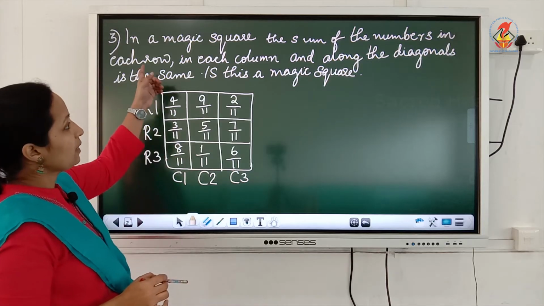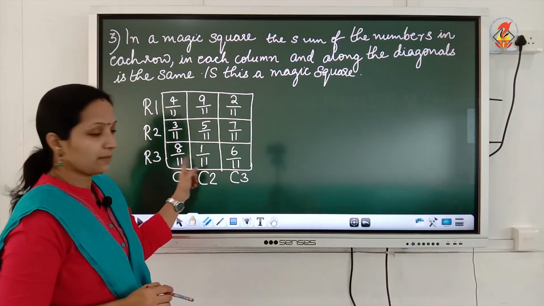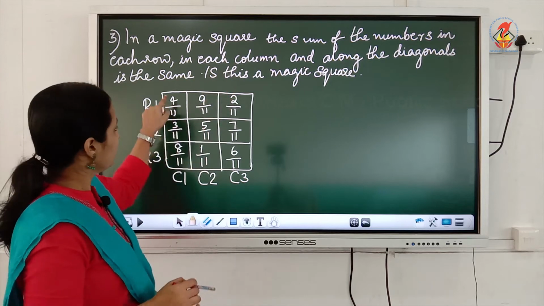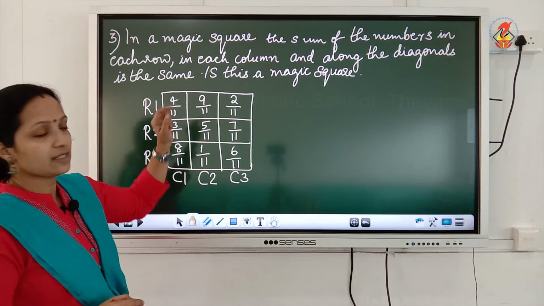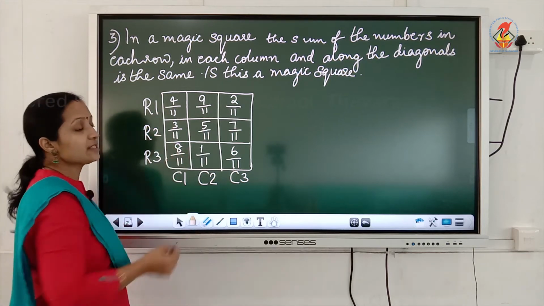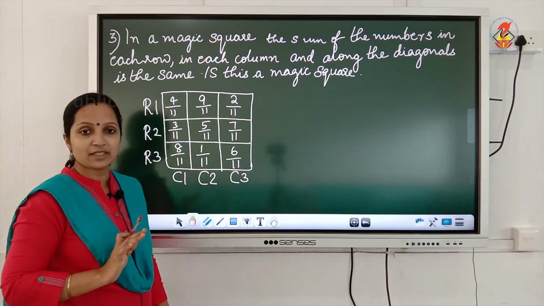What is the question? The sum of the numbers in each row, and each column, all the three columns, and along the diagonals is the same. They are asking whether it is the same or not. If it is the same, we can say that this is a magic square.